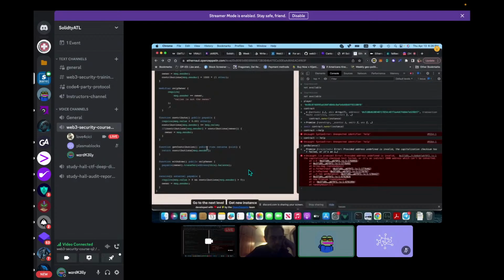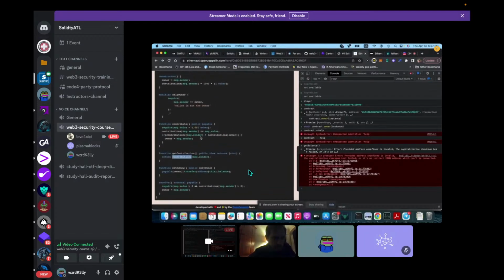A view modifier basically just means that you're going to be able to view state. It's not returning anything. It's not sending anyone anything. What this is doing is allowing you to view state. So it does return a uint, but it's not sending anything to anyone. It's not changing state anywhere. This is just allowing you to see something, and what it's allowing you to see is your total contributions.